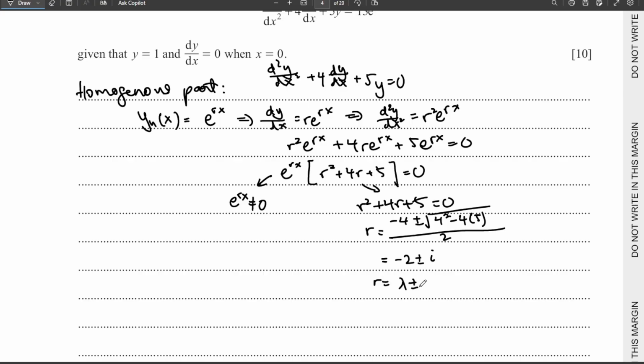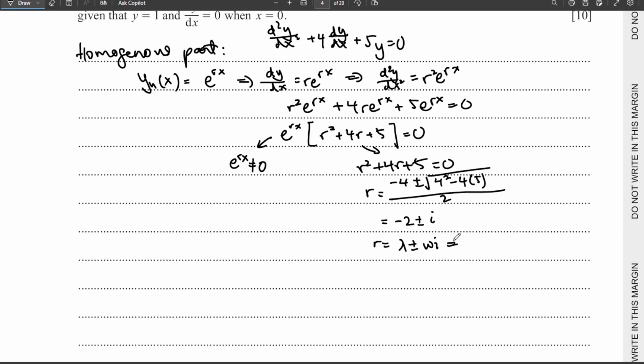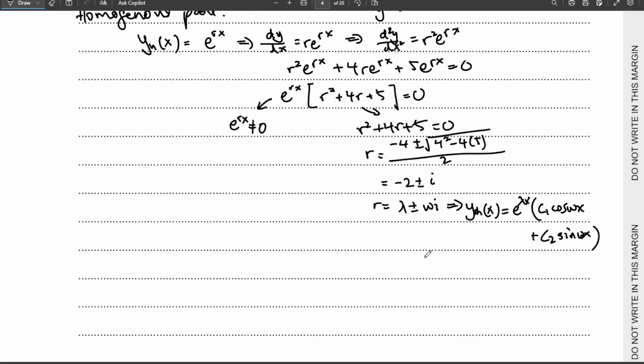For a complex solution for the auxiliary equation in this form, lambda plus minus omega i, the homogeneous solution will be given in this form: e to the lambda x multiplied by c1 cosine omega x, plus another arbitrary constant c2 sine of omega x. Okay, so this is the form of the solution when the roots are complex.